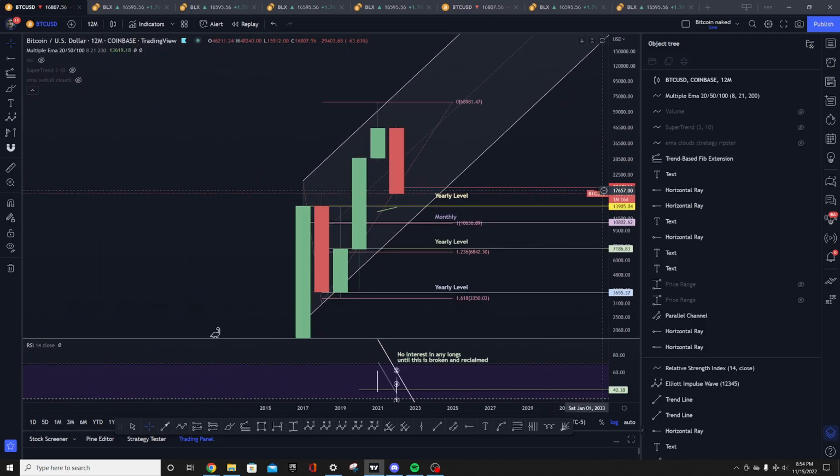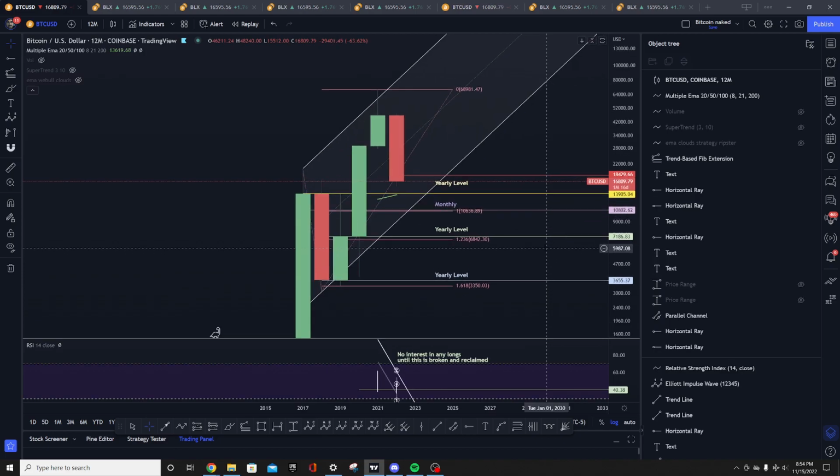I like to work down from a high time frame. So this is the 12 month, the yearly, and I mark out my levels. The first yearly level would be 13.9K, and how you get it is just the monthly body open and close. So in this case, 13.9K for yearly.